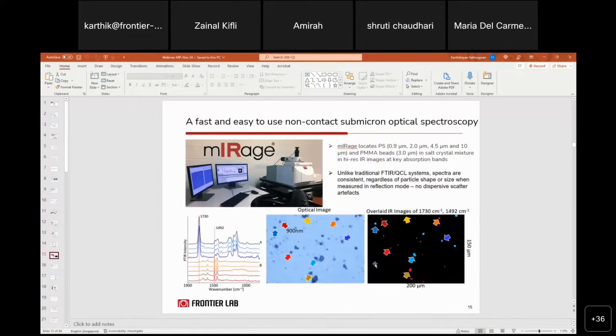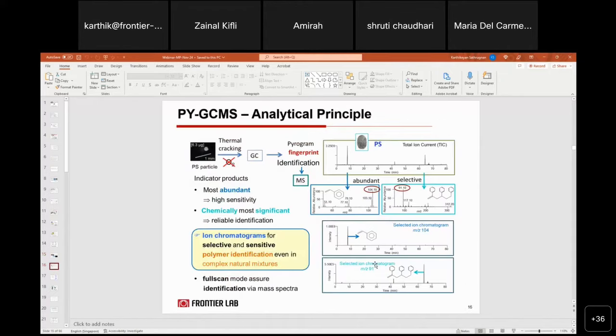So this is another spectroscopic technique where they have put FTIR and Raman together. The advantage of this technology is that they can go even below 20 microns. Okay, so now we move on to the pyrolysis GCMS.